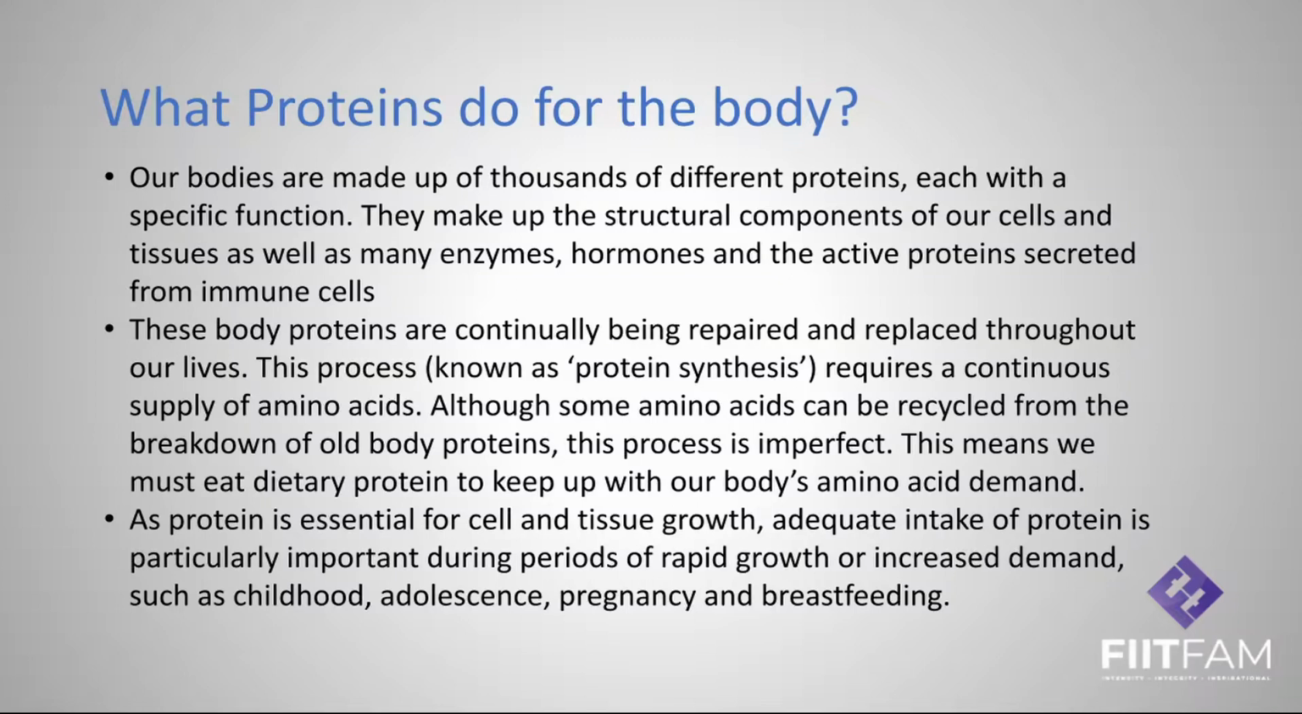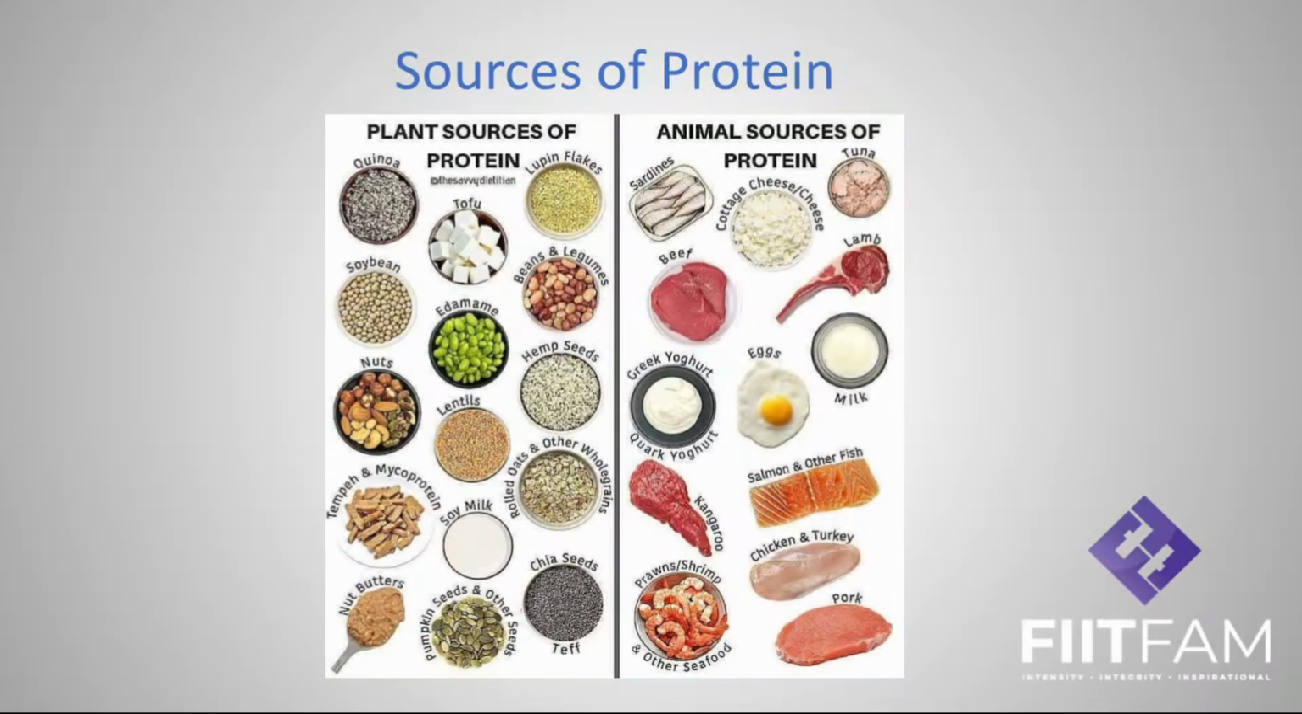So, sources of protein. You have 2 sources of protein essentially. You have animal sources of protein and also plant-based protein. And your goal is to try and get a mixture of both of these different sources to make sure we are getting all of the amino acids that make up these proteins.